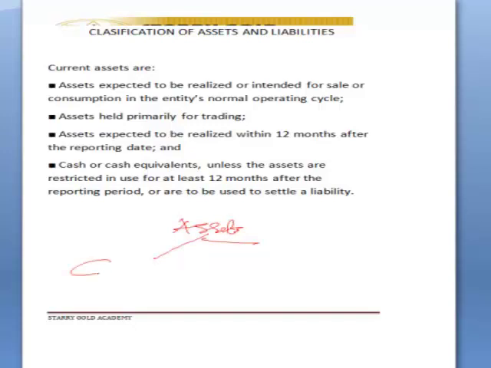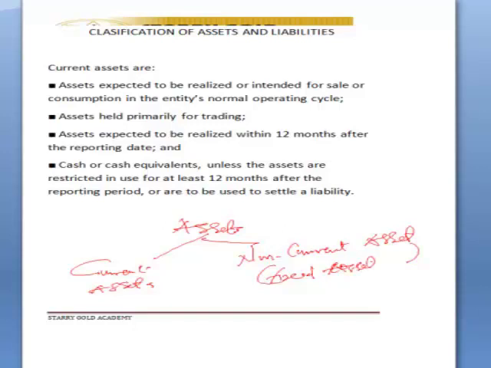We have what we call the current assets, and we have what we call the non-current assets. In your old Statement of Accounting Standard, we called it fixed asset, but the IFRS says this should be called non-current assets.